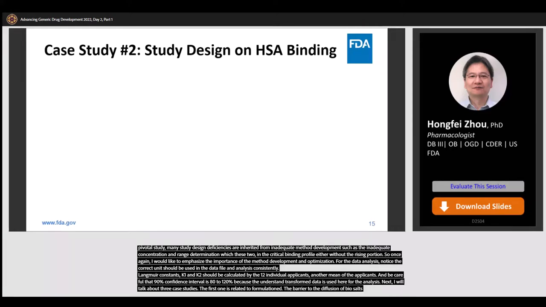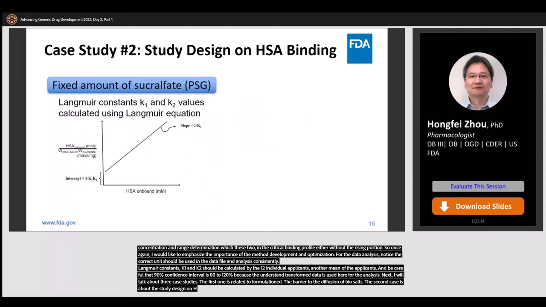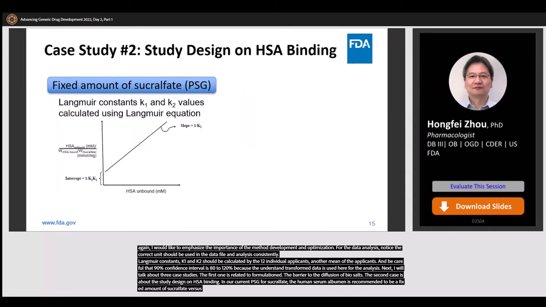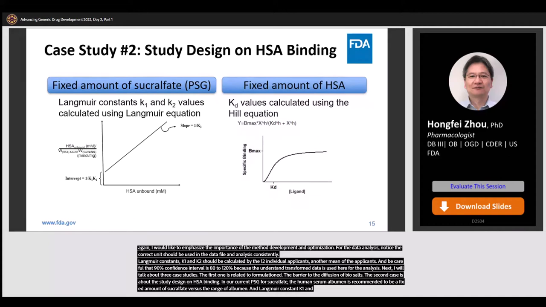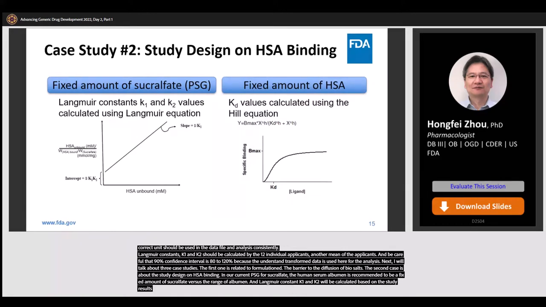The second case study is about the study design on HSA binding. In our current PSG for sucralfate, the human serum albumin or bovine serum albumin binding design is recommended to be a fixed amount of sucralfate versus a range of albumin. And Langmuir constants K1 and K2 will be calculated based on the study results. However, in this case, the applicant's study design is a fixed amount of HSA and a range of sucralfate concentrations. The Hill equation was used to calculate KD values for BE evaluation.